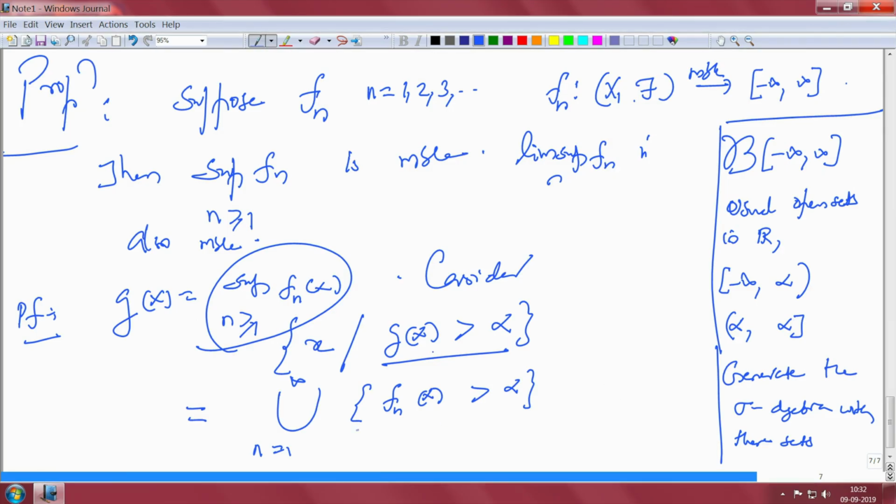Well, but what happens to these sets? The f_n's are measurable, so these sets will belong to script F, and script F is a sigma algebra. I am taking a countable union, and so this would be in script F. So this implies that g is measurable.